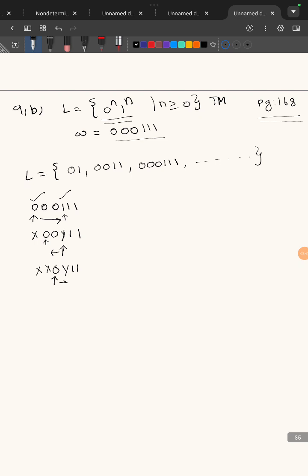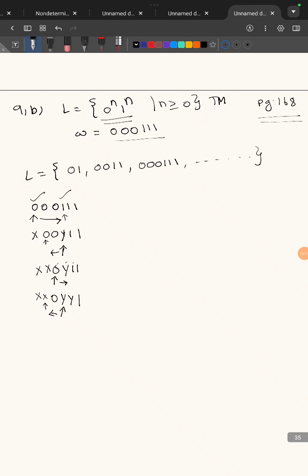Now we travel towards the right hand side and check whether there is a 1 existing for the 0 that we converted to x. Once it has found the first 1, it will convert that to y. After converting that, the pointer will start traveling to the left direction, and we keep traveling left until we find this x.